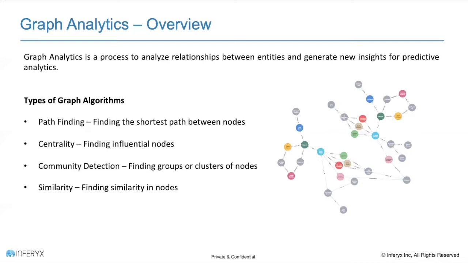So speaking about the algorithms, there are 4 high-level algorithm categories that I classified: pathfinding, centrality, community detection, and similarity. Depending upon the use case you're trying to solve, the application you have, you will choose one or the other, or maybe you will use more than one. But these algorithms come out of the box. It's not like something you have to write. You just need to know how to use these algorithms.